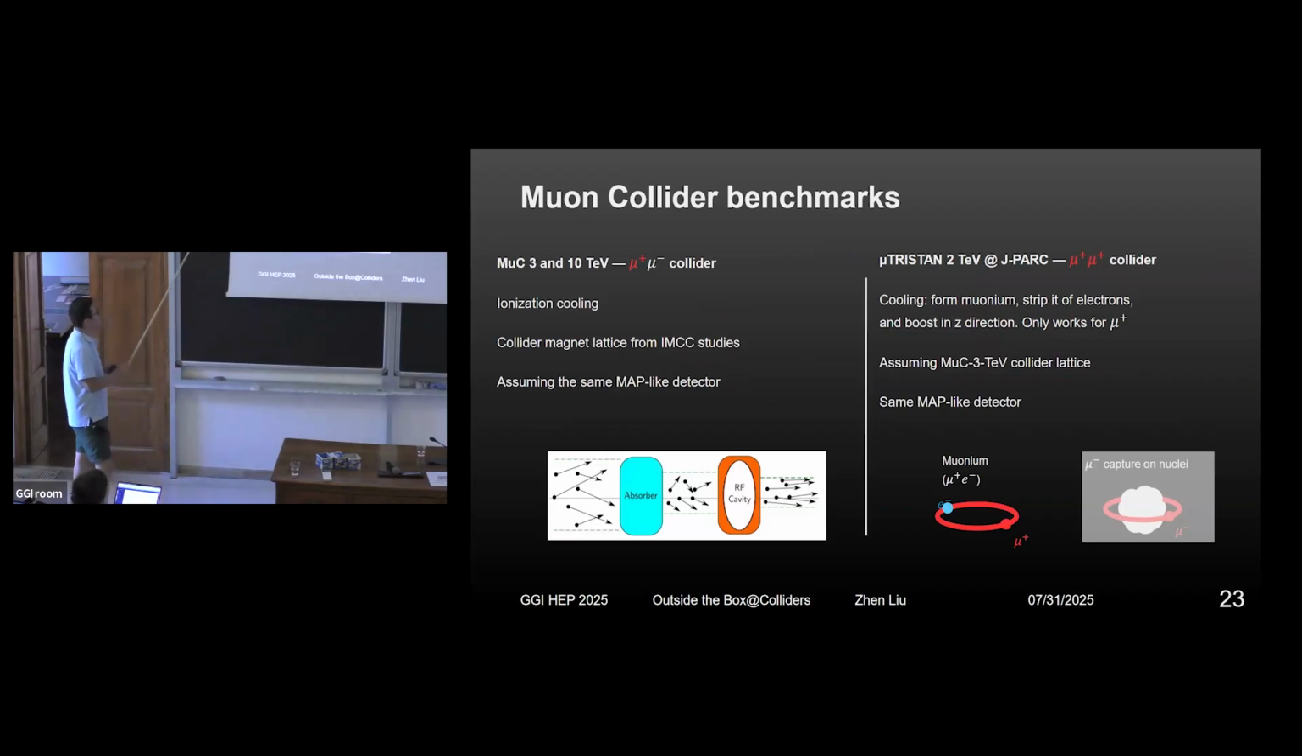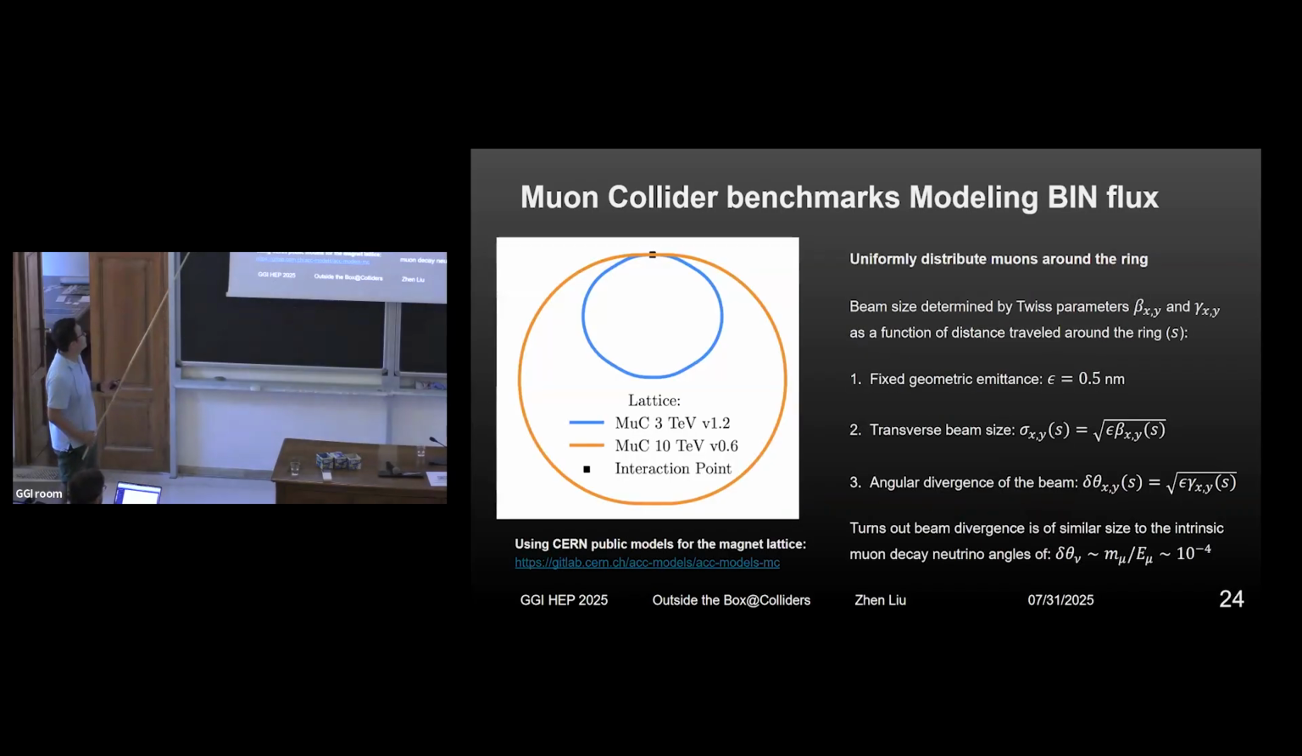So we consider both a 3 and 10 TeV mu plus mu minus muon collider. Again, we're thinking about ionization cooling, and that's our standard muon benchmark. But we also consider the muTRISTAN idea of mu plus mu plus collision. So I will also have such muon fluxes with neutrinos that are symmetric. About the cooling mechanism, we already discussed last week by Kitano-san.